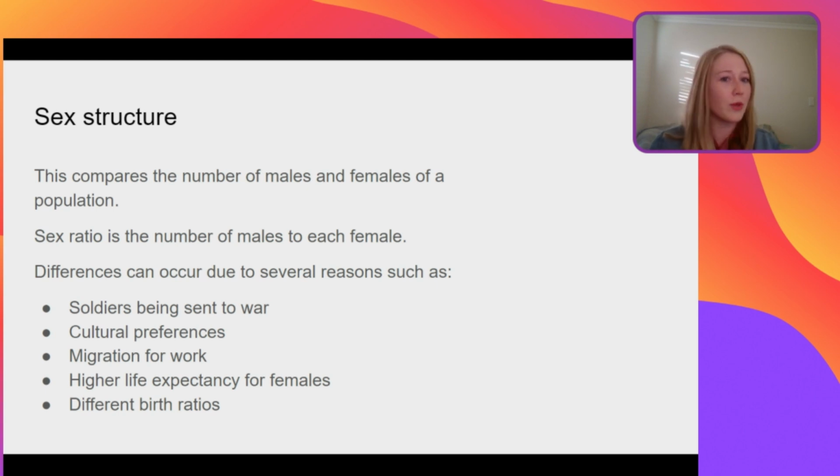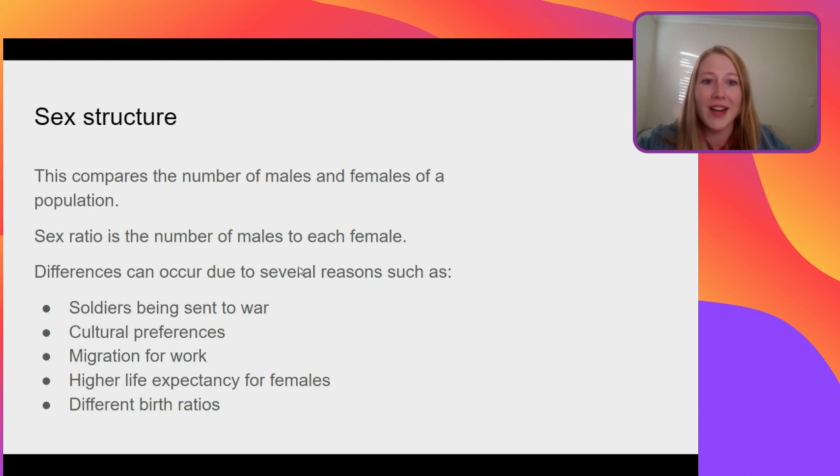Usually those women don't have the same level of education. So even though they are being so heavily depended on, they don't have the skills for it. Those that are skilled, usually the men, are the ones who leave to find work elsewhere. So that's what we look at when we look at the sex structure. We look at the different movements of the population. We look at the different life expectancies or birth ratios.